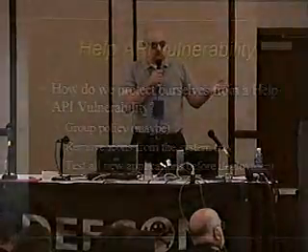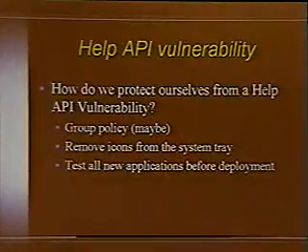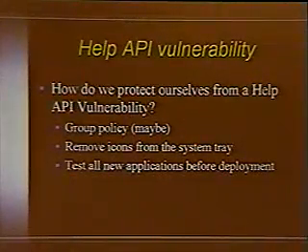How do I protect myself from help API vulnerability? Group policies. If you sat through my presentation last year, you may not think group policies is a good solution, but I think it works in this scenario right here and has features that you can use to shut down some of these holes. Remove the icon from the system tray. A lot of these applications have the ability to go ahead and remove the icons from the system tray so the viewer can't do it. Also, a lot of those features can be locked down.